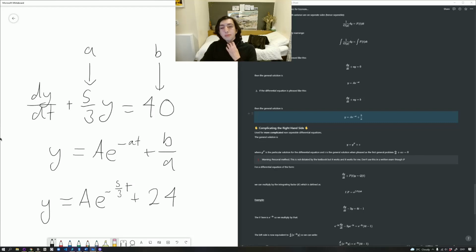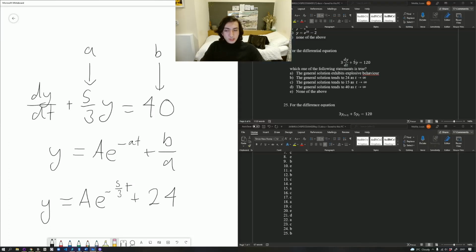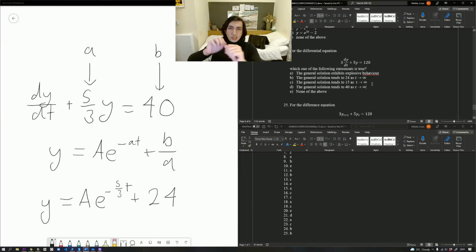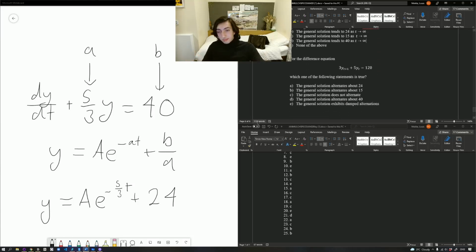Okay. Now you can see here that you've got a constant of 24 here. Now, as t increases, as it says here, as t tends to infinity, that value of e is going to get smaller because it's going to increase its negative power, which is essentially going to drag it down to 0. So that left side of the equation is going to become entirely 0. So y would end up equaling 24. Therefore, b is correct.